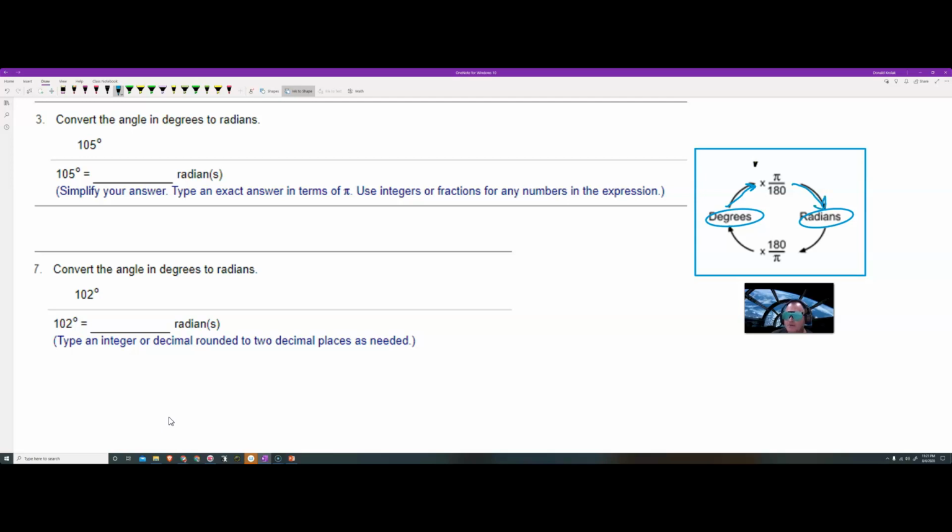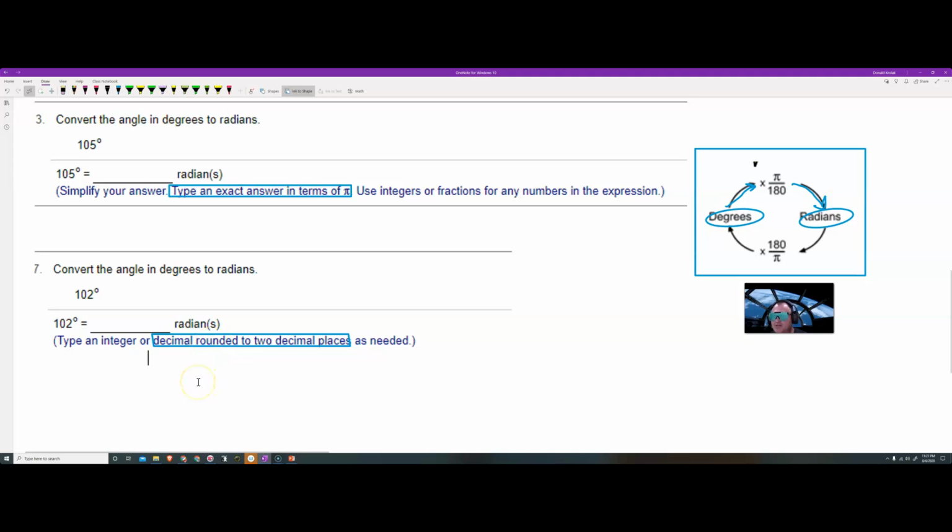Now these 2 problems both start with degrees. One of them is telling you to put your answer in terms of pi, and then the second one is telling you to round your answer to a decimal to 2 places. So you have to be sure that when you're doing these, you read the questions carefully. Pause the video and work both of these out. Number 1 exactly, number 2 round to 2 decimal places. You'll need a calculator that has pi on it.